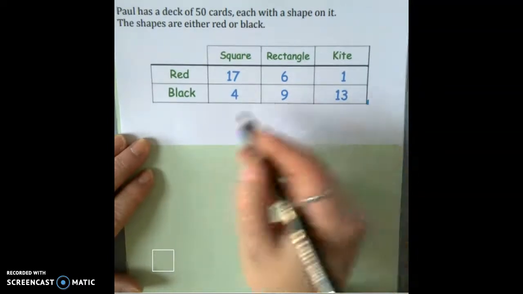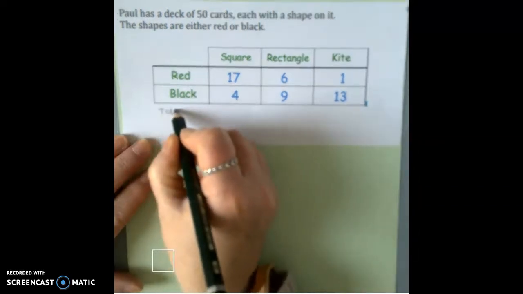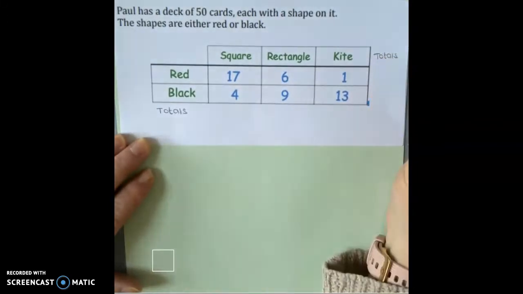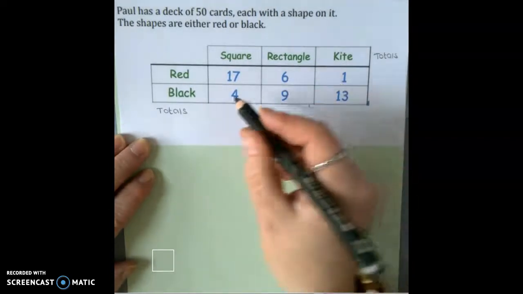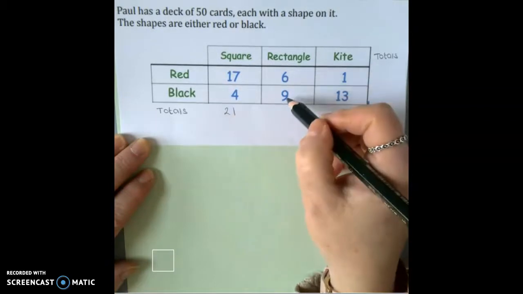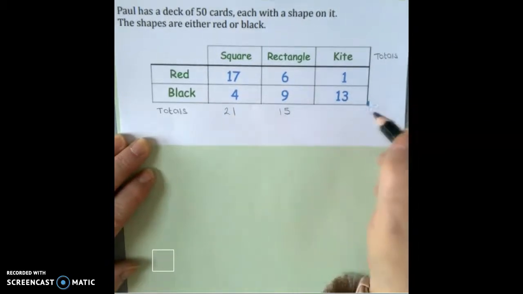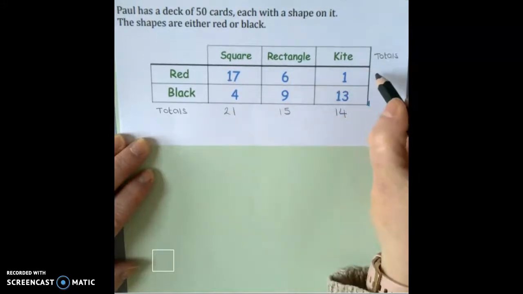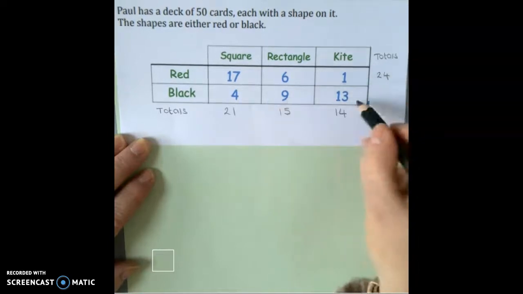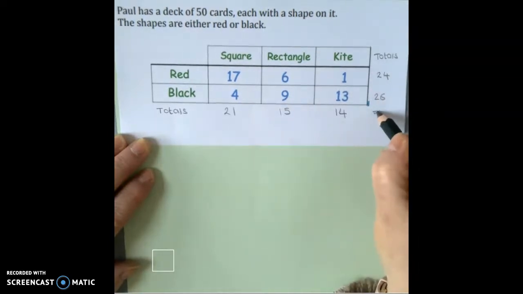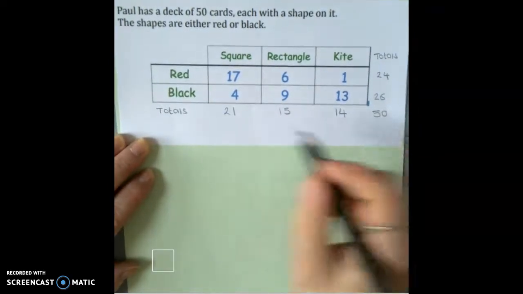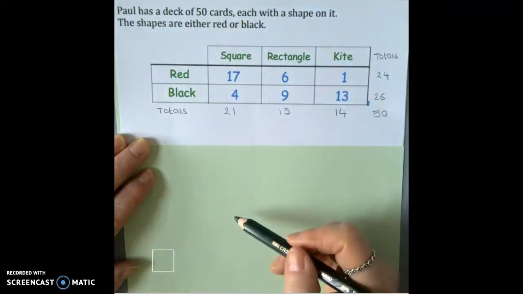So in this table, the totals are missing. So the first thing that we need to put in are the totals, because without those, we can't work out the probabilities. Okay, so 17 add 4 would be 21, 6 add 9 would be 15, 1 add 13 is 14, and then the same for the rows. So we have 24 and then 26, and both the rows and the columns should all add up to 50 because he had 50 cards in his deck of cards.